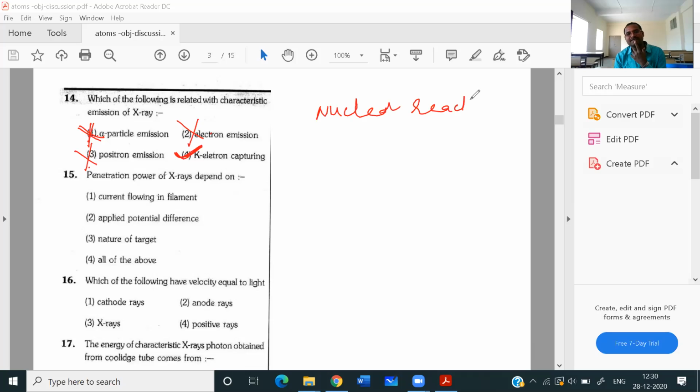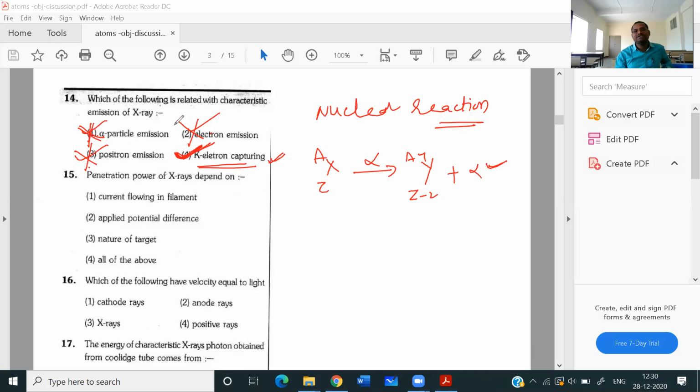In decay, a parent nucleus, something like X with Z and A, due to alpha decay becomes daughter nucleus Z minus 2, A minus 4 plus an alpha particle, like this. These are nuclear reactions. Alpha particle emission, beta particle emission, positron emission, these are three nuclear reactions. Whereas K electron capturing comes under X-rays. What is the meaning of K electron capturing?